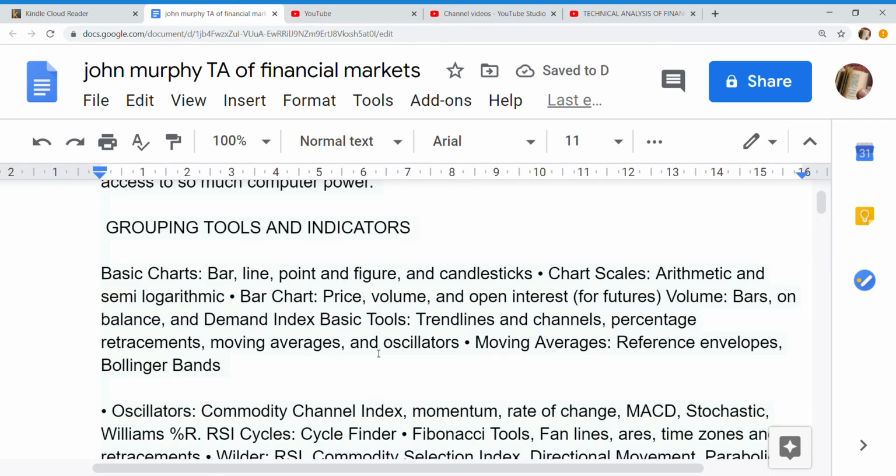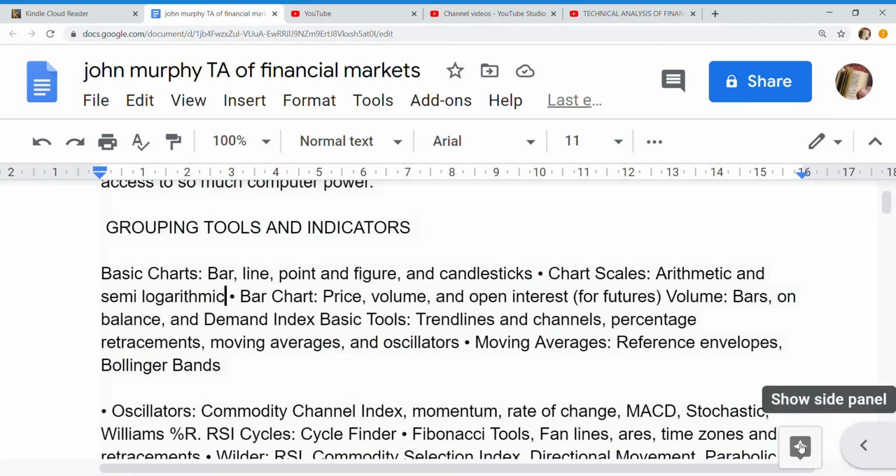Chart scales: arithmetic and semilogarithmic. Bar chart: price, volume, and open interest. For futures: volume, bars, on balance, and demand index. Basic tools: trend lines and channels, percentage retracements, moving averages, and oscillators.